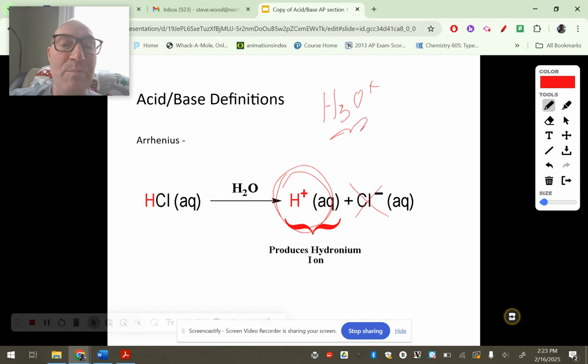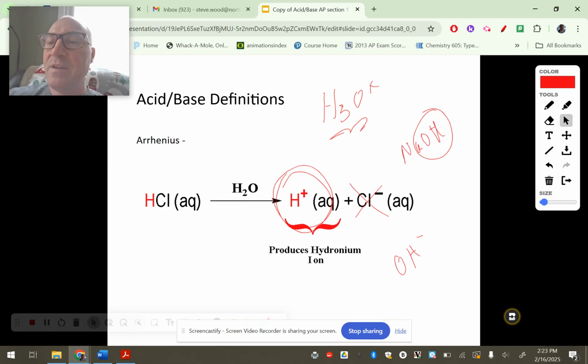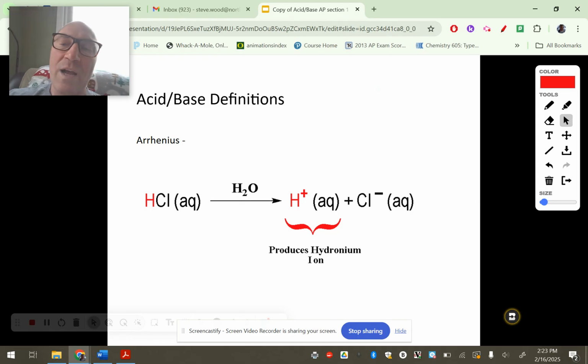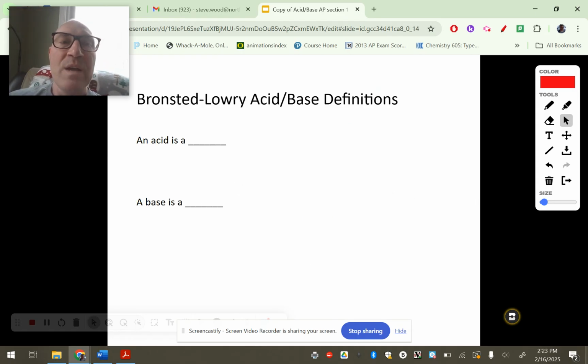And likewise, you're a base if you produce lots and lots of OH minus. For example, if I put NaOH in, why is it a base? Well, you make lots of this when you put it in water. So that is the definition of an acid and base. Now, everybody put a little star by this one. This is an important definition. This is the one that's a little bit different.